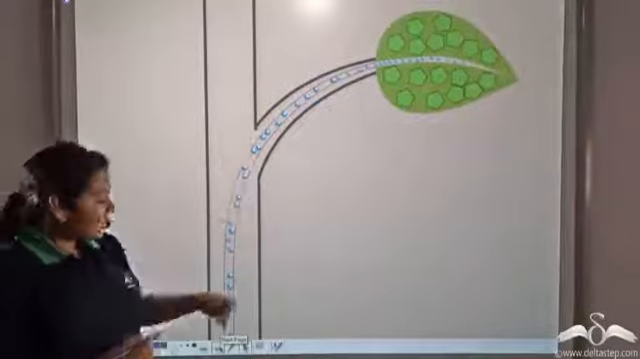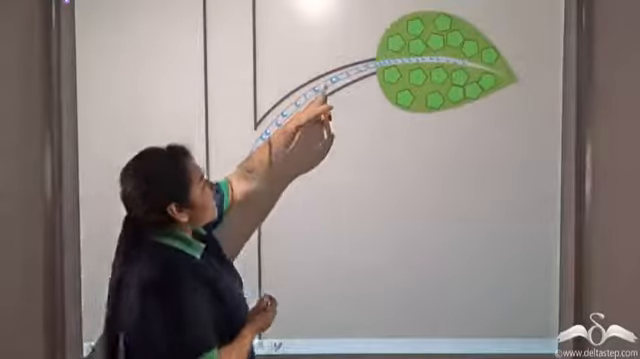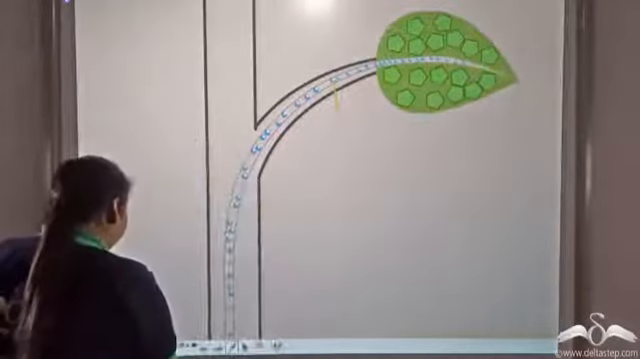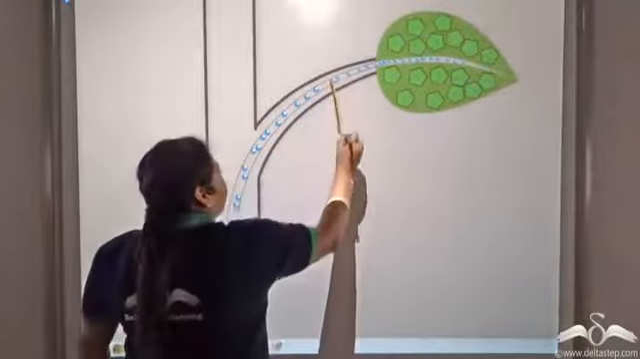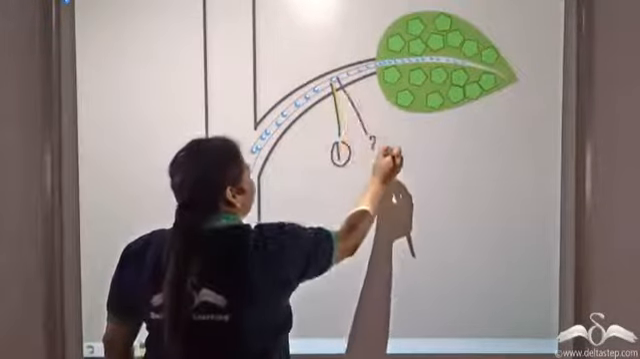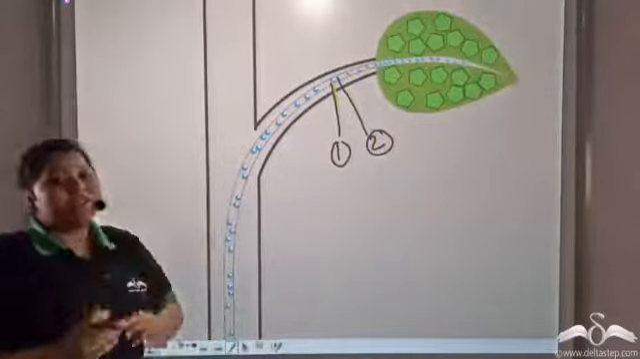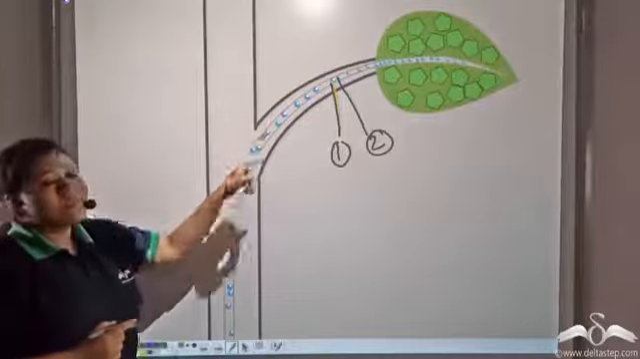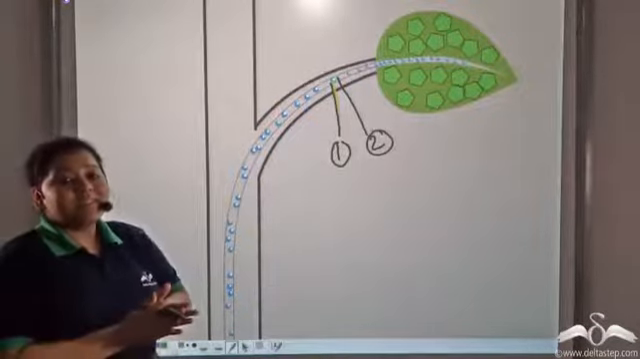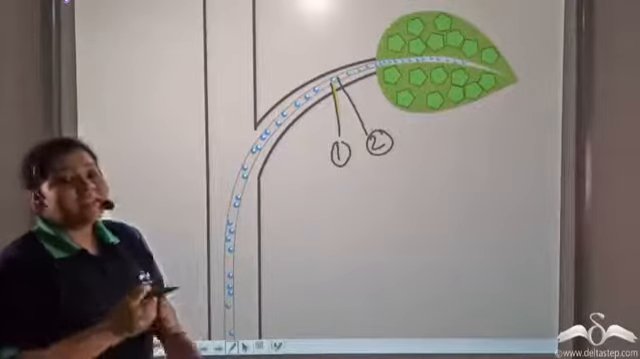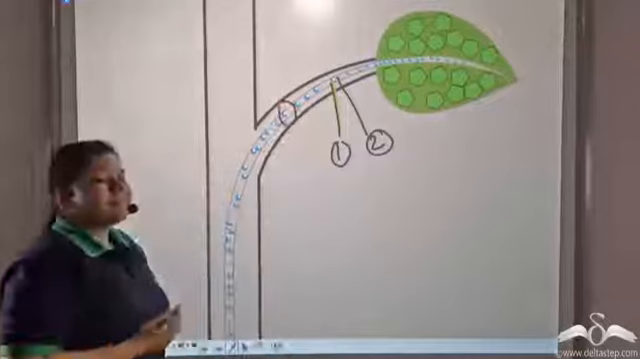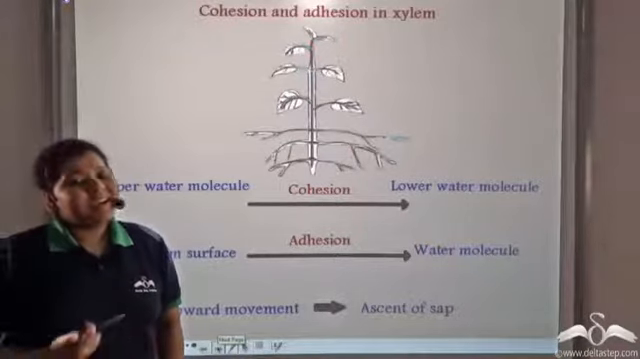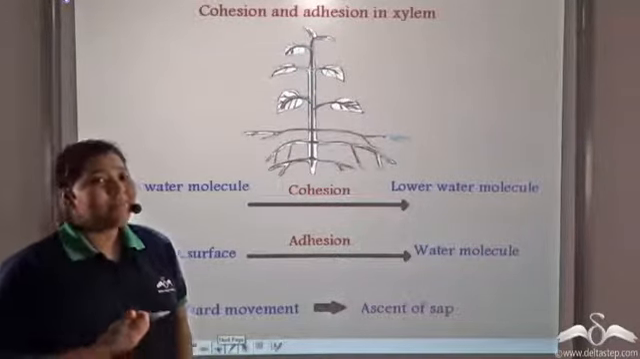See, even in the xylem, there is water to water cohesion. See, this is one water molecule, and this is the next water molecule, and these are attracted to one another. Now look at this water molecule which is attracted to the walls of the xylem. So this is adhesion, that is solid to liquid attraction. So cohesion and adhesion happen in the xylem.